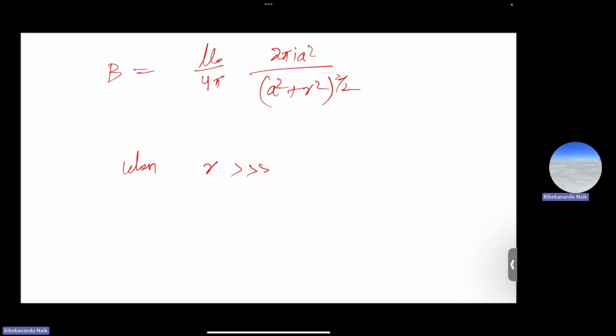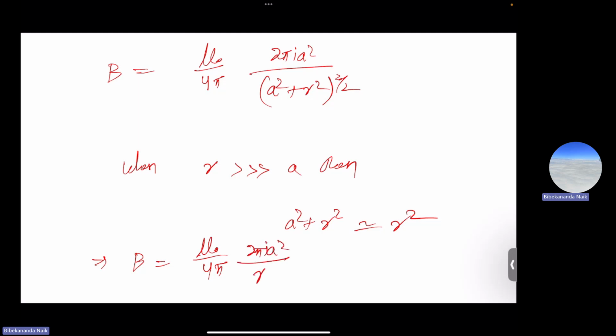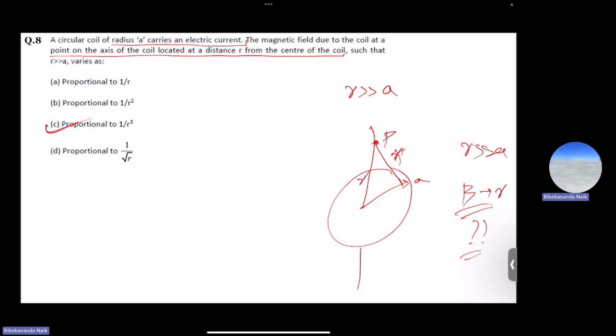So when r is very much greater than a, then a square plus r square will be nearly equal to r square. That implies B will be mu 0 by 4 pi, 2 pi I a square divided by r cube, because r square to the power 3 by 2 will be r cube. So B varies as 1 by r cube. So the correct option is option C, which is proportional to 1 by r cube.